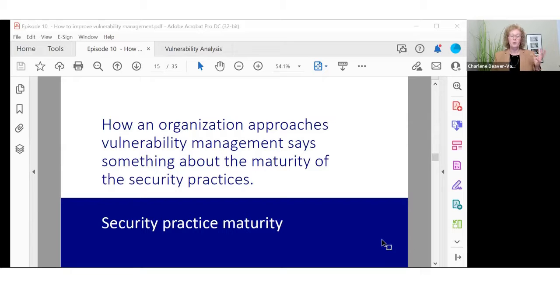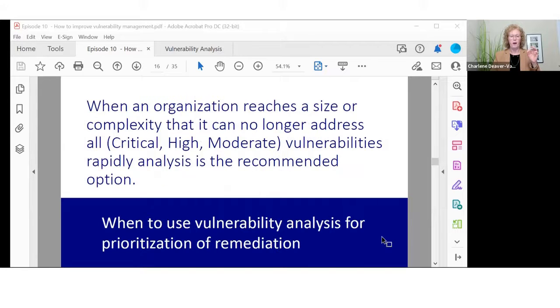I know people say everybody in the organization plays a role, but there is a communication issue here around these security practices. When an organization reaches a size of complexity that it can no longer address all of the critical, high, and moderate vulnerabilities, then this kind of analysis would be my recommendation, because you're going to need something to help you prioritize the remediation. And CVSS scores alone are not enough.